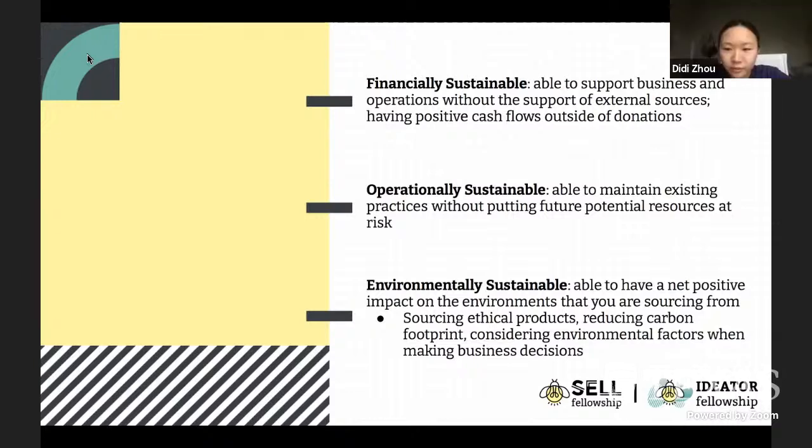Do you have examples of companies that fulfill all three of these things? I sure do. They're coming up later. But if anybody doesn't have any other questions, I can move on to the next triple bottom line.